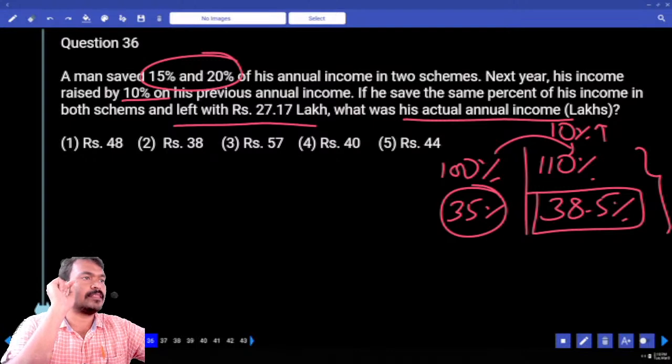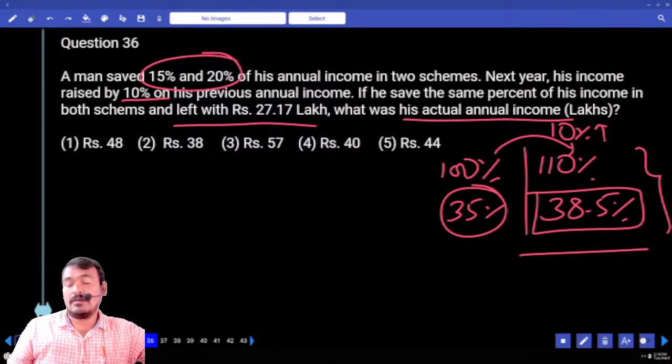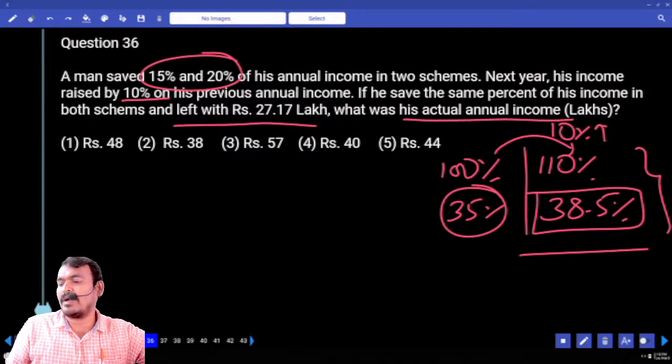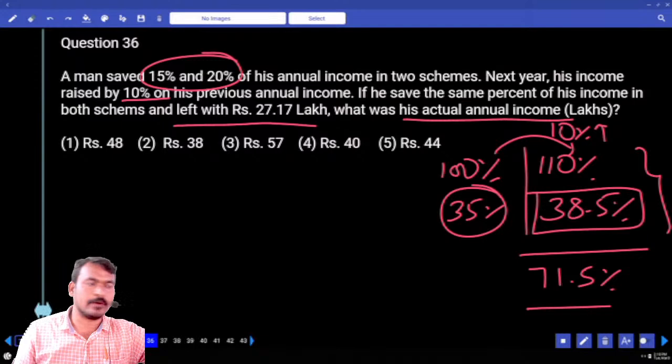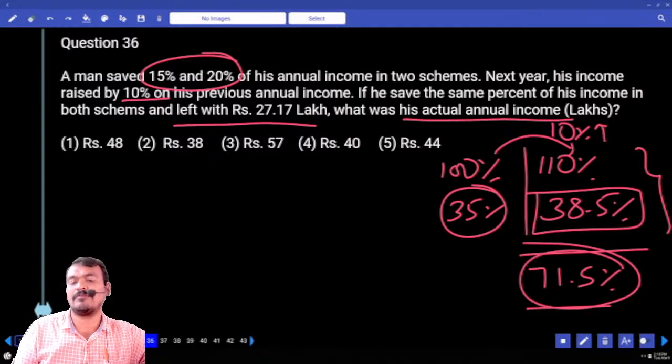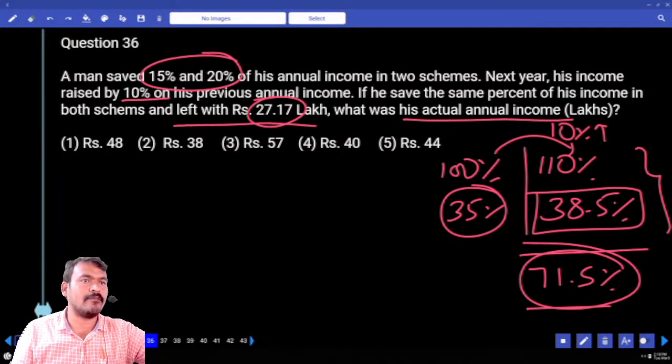What is the remaining value? Out of 110, 38.5 are saving means remaining value is expenditure or not? 110 minus 38.5. What is the remaining value? 71.5% or not? But in place of 71.5%, how much value is given? 27.17 lakhs. But we required annual income or not?